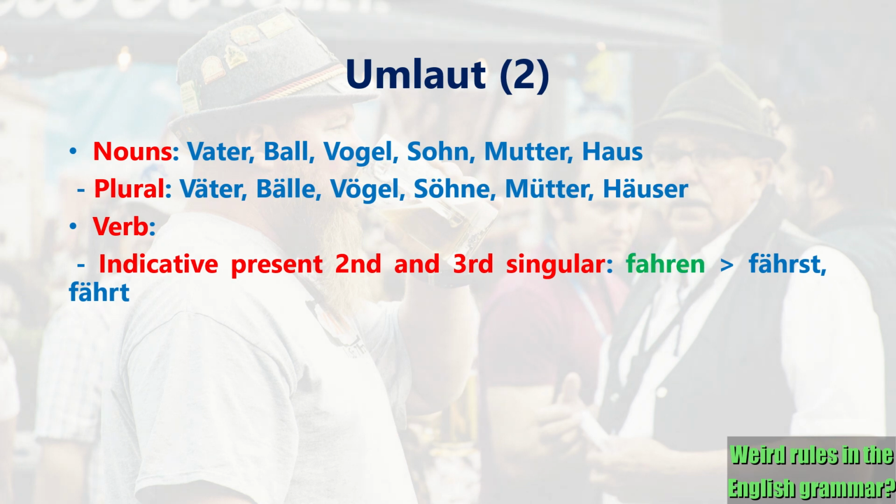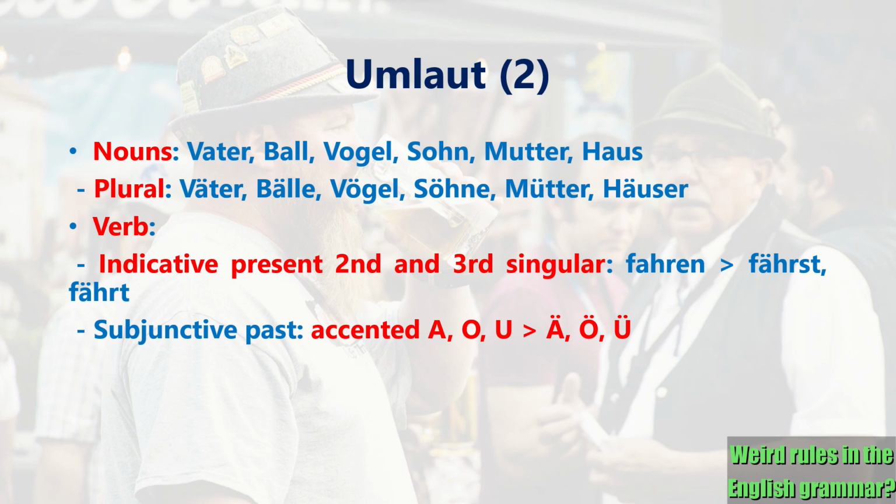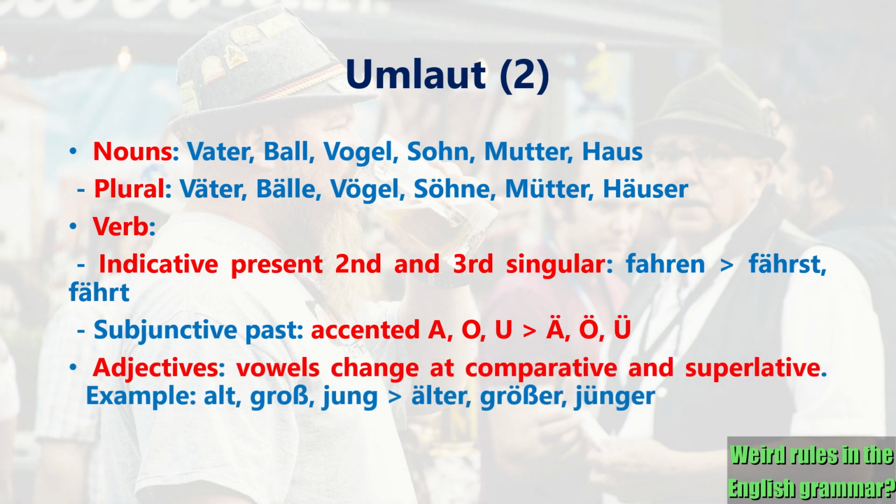Such as the verb fahren changes into fährst, fährt, and in the subjunctive past this umlaut always occurs when the accented vowel is a, o, or u. In the case of adjectives, umlaut occurs for comparatives or superlatives, for instance, alt, groß, jung, change into älter, größer, jünger. English, too, still retains some of this umlaut influence, which is reflected in irregular plurals that we've already seen.